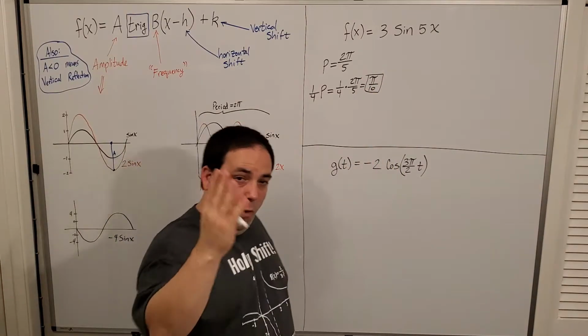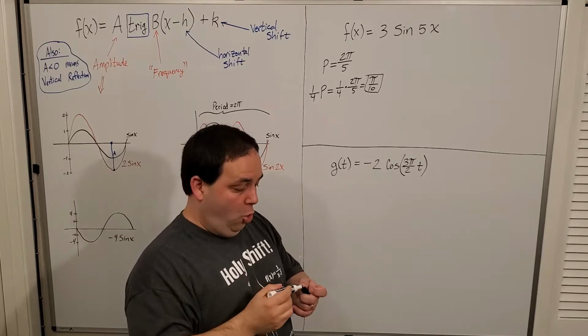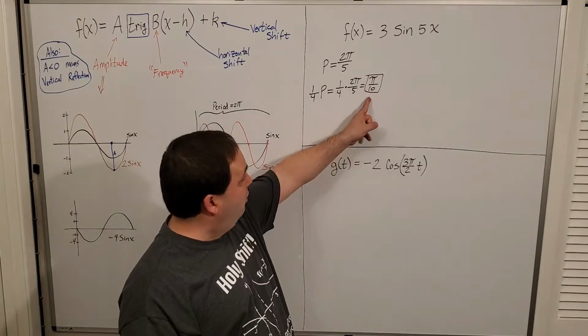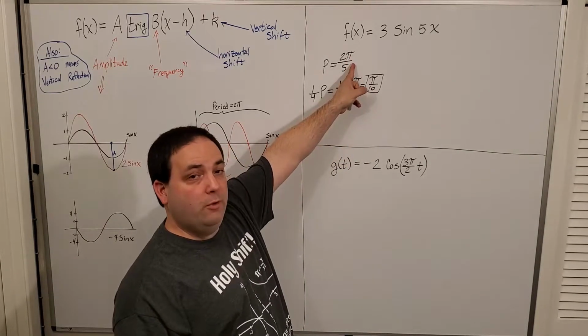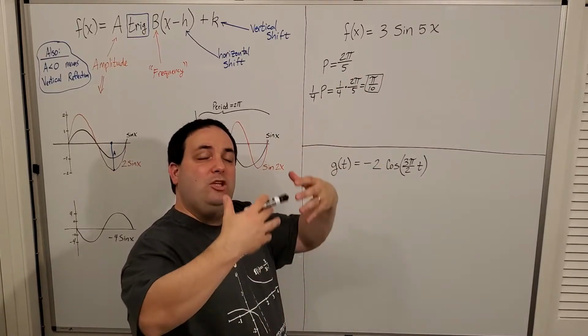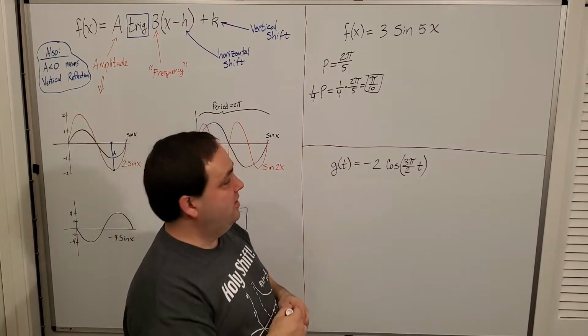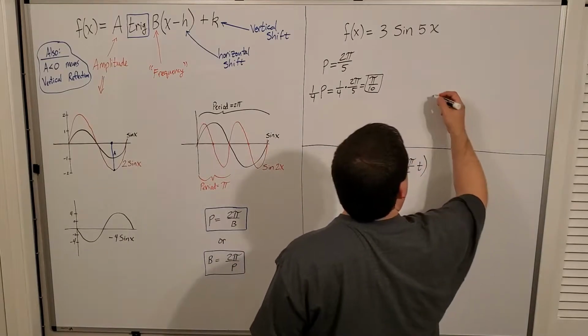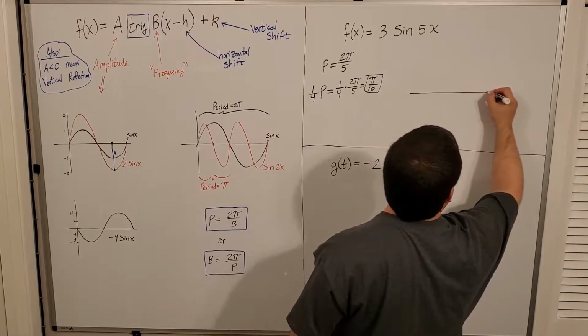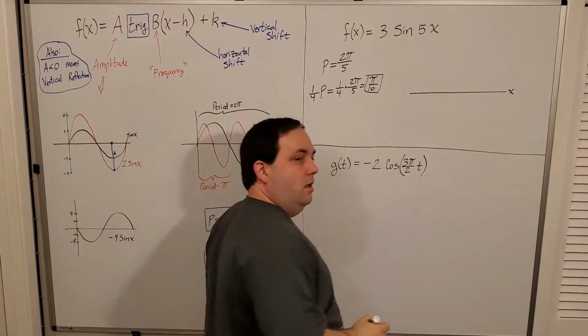Okay, now it takes 4 of those to make a whole period. It's a quarter period. 4 of these make one whole period. But that's going to help me draw this thing, you see. So watch. My x-axis is how I always start my trig graphs.